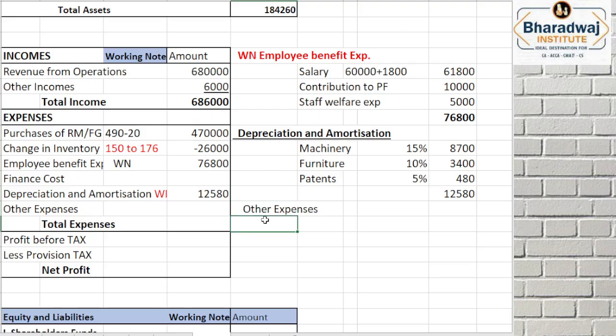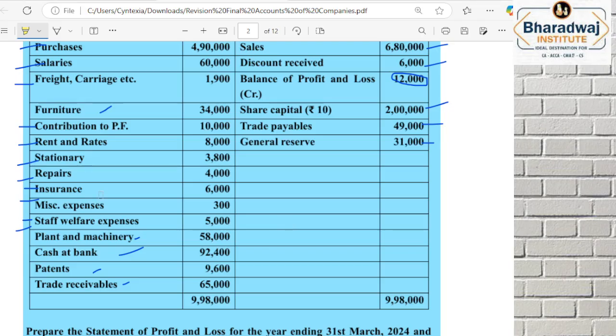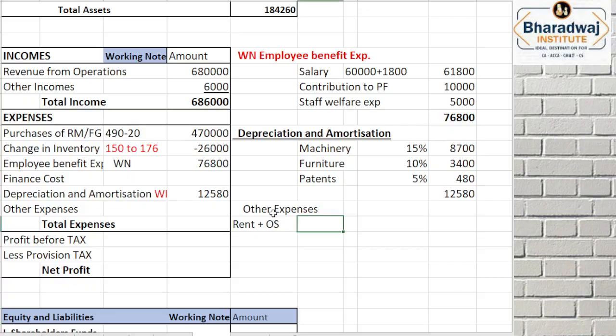Other expenses. Rent plus outstanding rent will come. How much rent? 8,000. 8,000 rent plus outstanding rent 1,600. 9,600 will come. Freight. Since it is not given as carriage inwards, we take it as other expenses. If it is given as carriage inwards, we would have added it to purchases.